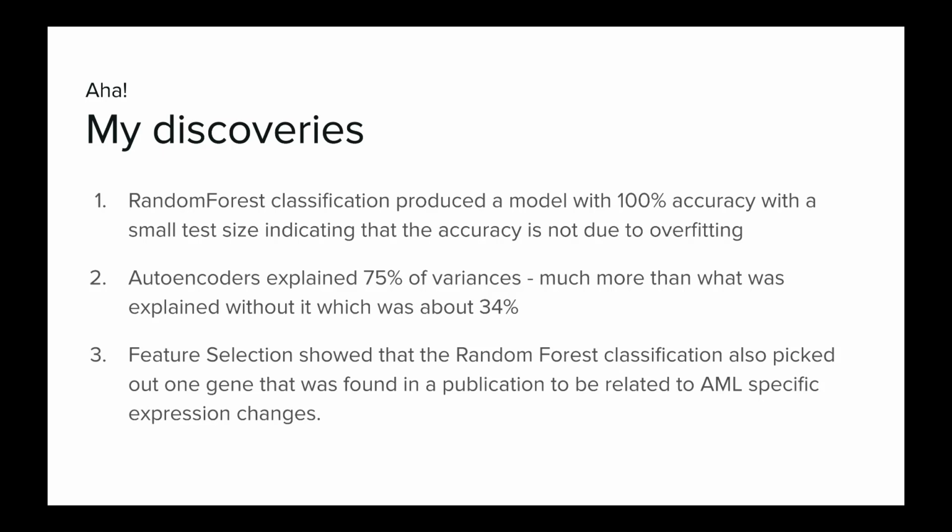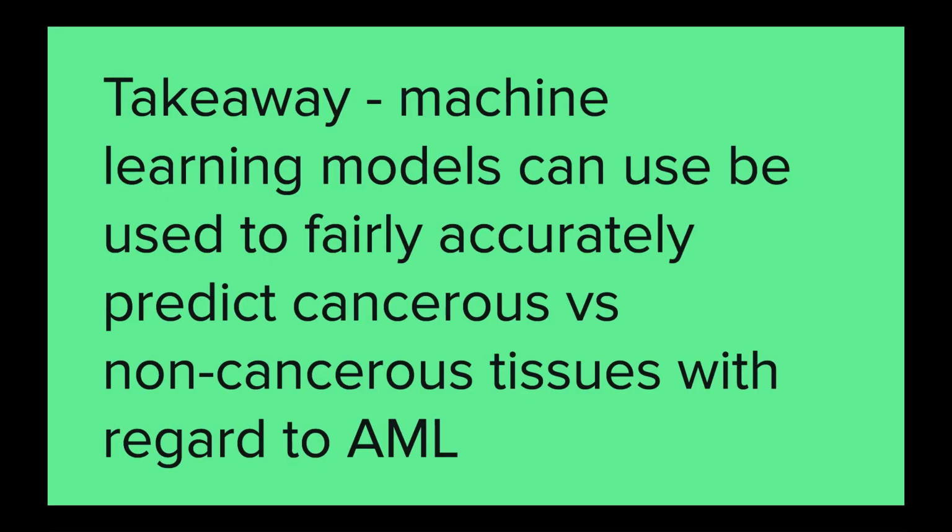Overall, it looks like RandomForest is a good modeling choice if looking to differentiate between the tissue types, but the variance isn't explained as well, so you need to supplement with autoencoders. And then those five significant genes that I was talking about should really be further explored. Like I said, the takeaway is that machine learning models can be used to fairly accurately predict cancerous versus non-cancerous tissues with regard to AML, and can be used to identify potential new biomarkers that could be used diagnostically.